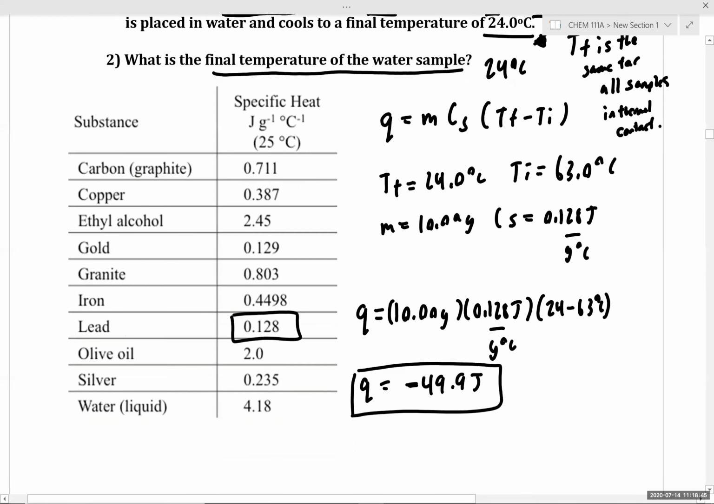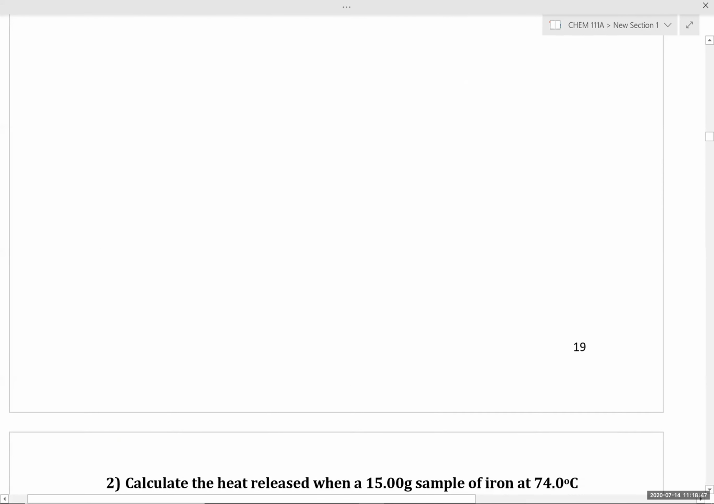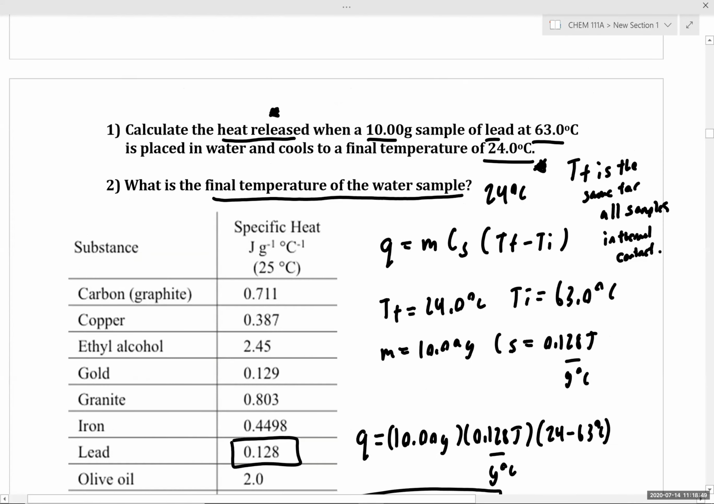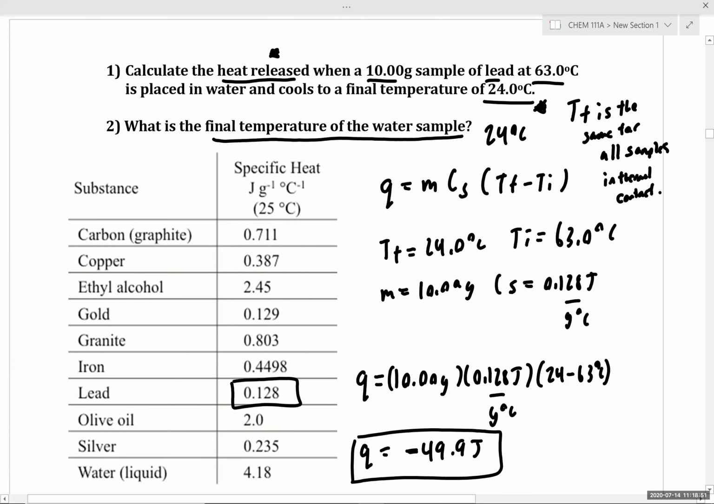Okay, so let's try to apply what we've learned. Oh, why is it negative this time? Well, let's think about this from two perspectives.